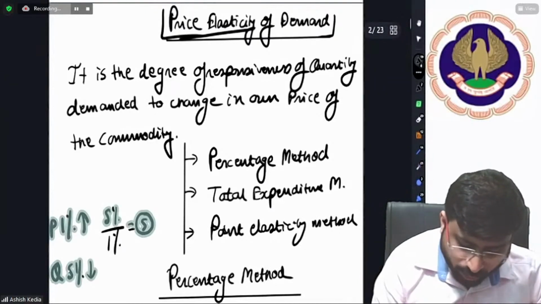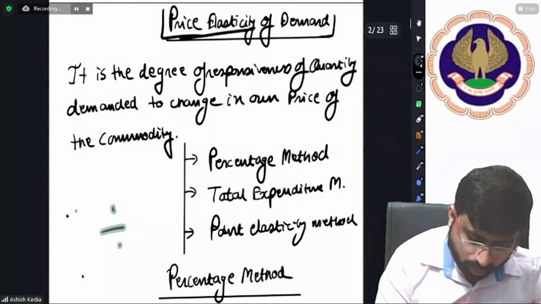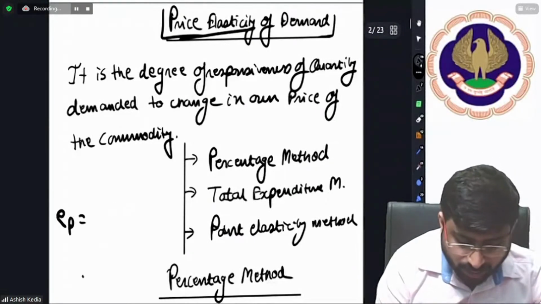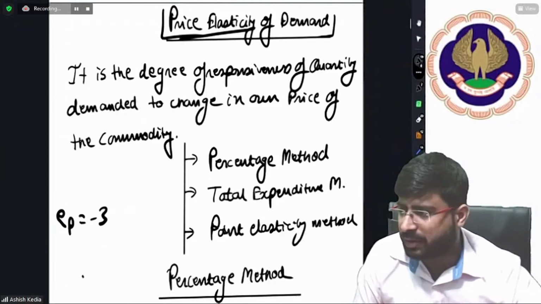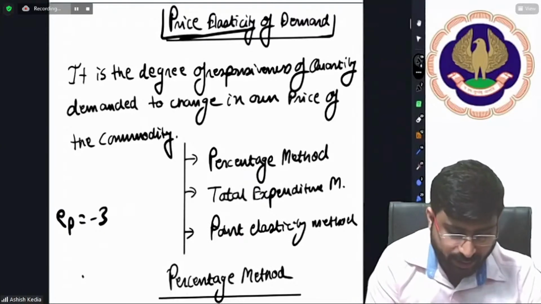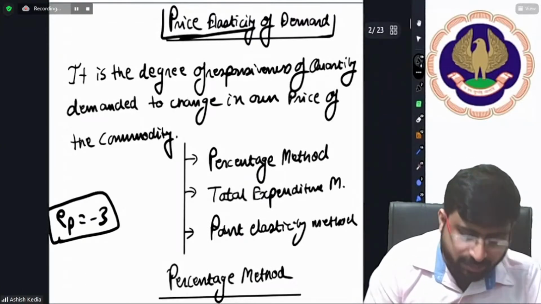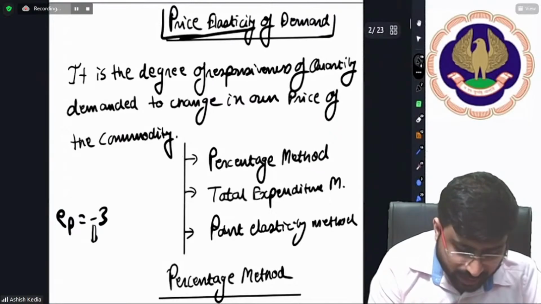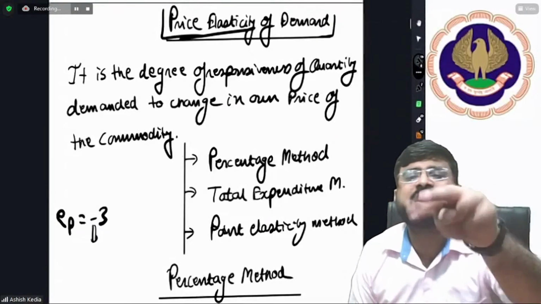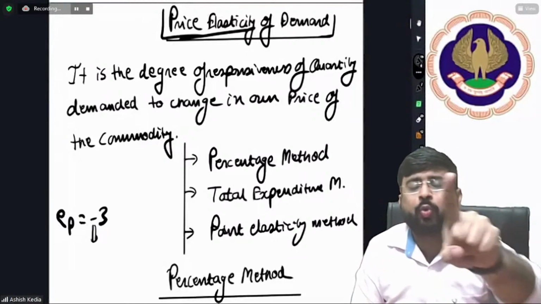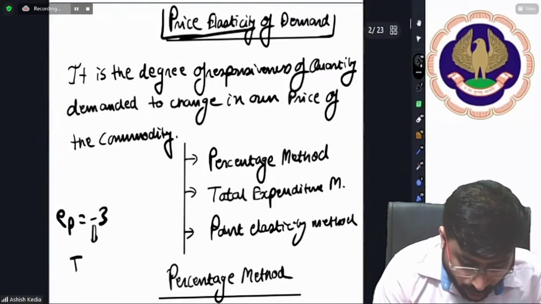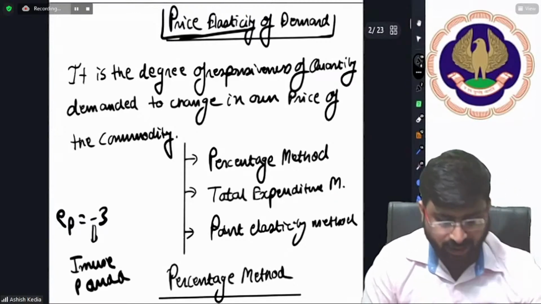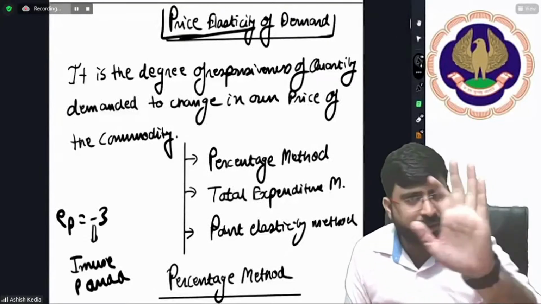Now to explain you very simply, suppose I tell you that price elasticity of demand is -3. What does it mean? Please pay attention, everybody. If price elasticity of demand is -3, what does the minus sign indicate? Inverse relationship between price and quantity demanded. So why is there a minus sign in elasticity? Because of the inverse relationship between price of the commodity and quantity demanded of the commodity. That's why the minus sign. This much understood?